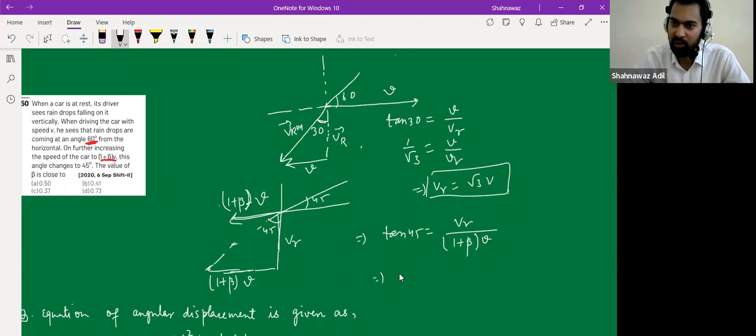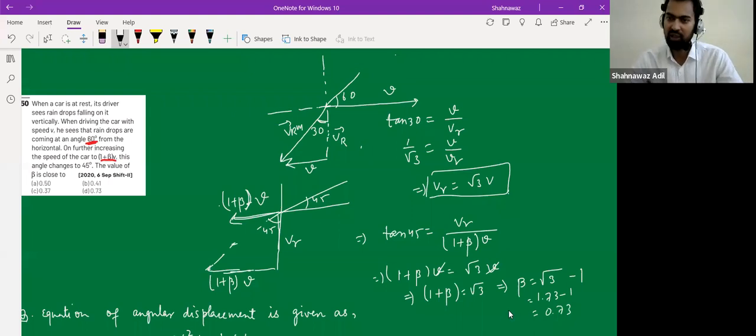Okay. So this will be 1 plus beta V equals root 3V. So now we will get the correct answer. Root 3. So beta is what? Root 3 minus 1. So this is 1.73 minus 1. So this is 0.73. Understood?